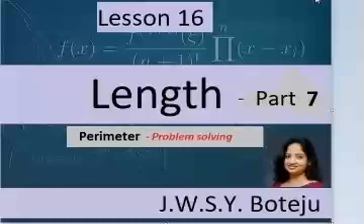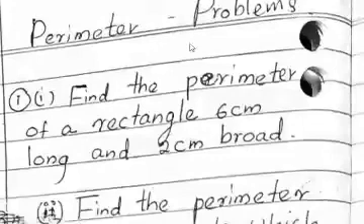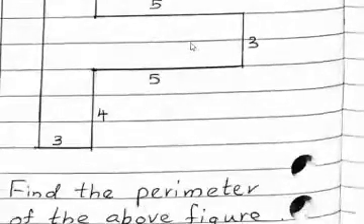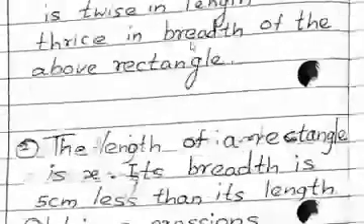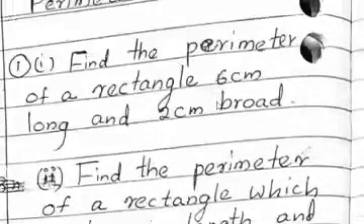We will solve some problems related to perimeter. Here I have given some problems. We will discuss these problems. Okay, first one. Find the perimeter of a rectangle 6 cm long and 2 cm broad.